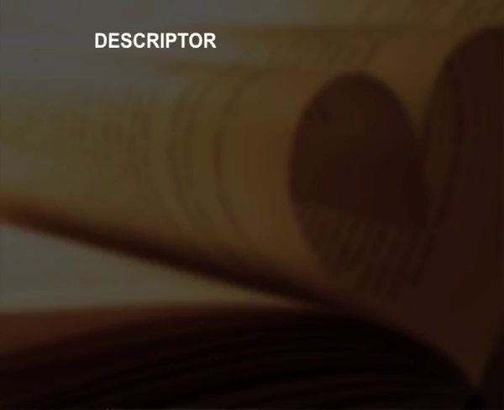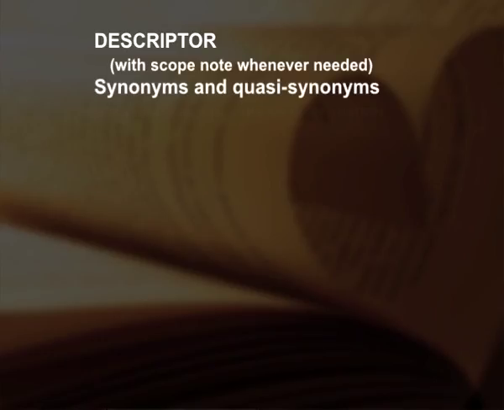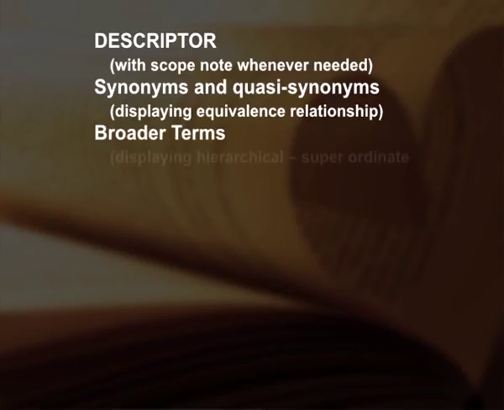Each entry in a thesaurus consists of a pack of terms led by a descriptor, which is followed by the terms which are related in different ways. The different terms in the entry are displayed in the following format. Descriptor with scope note whenever needed. Synonyms and quasi-synonyms, displaying equivalence relationship.